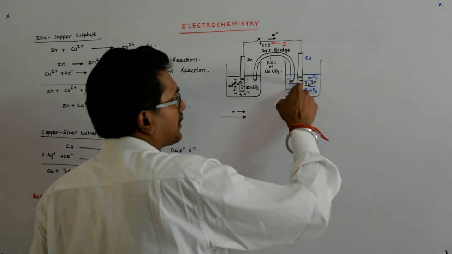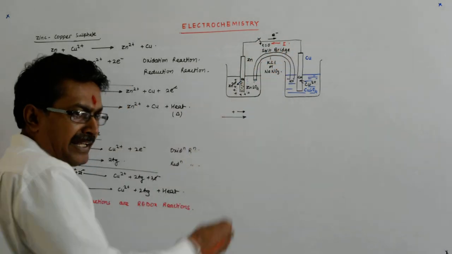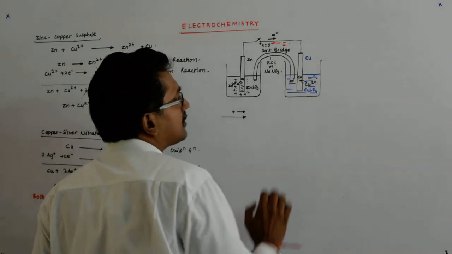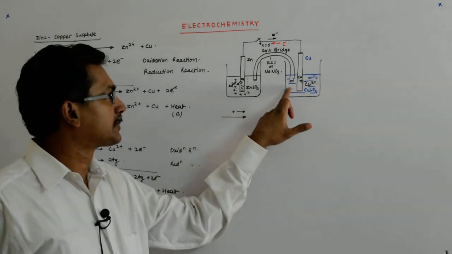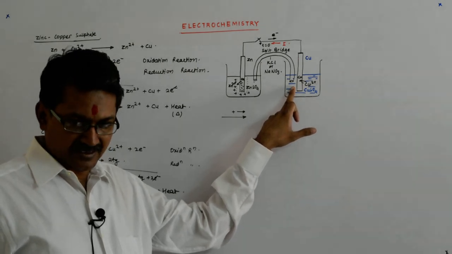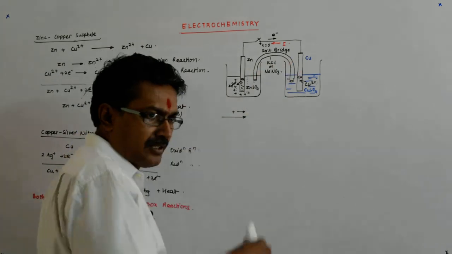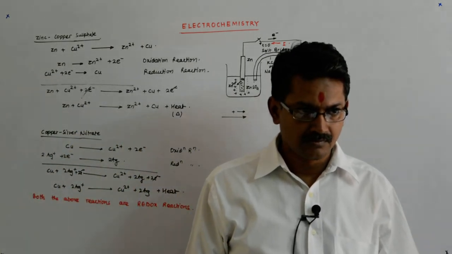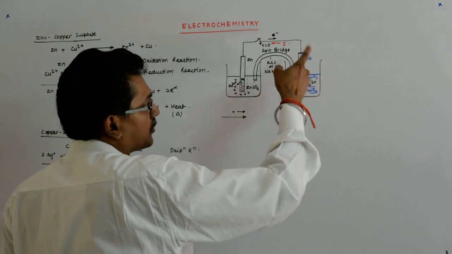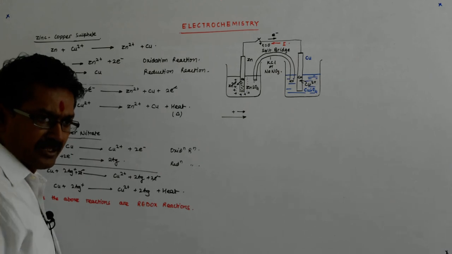Now a similar kind of thing starts happening here. As these Cu2 pluses start going in, what happens? There is a deficiency of plus signs here. So compared to what it was earlier, it starts becoming negative. Understand? And again, this positive-negative balance needs to be restored. That is what is done by the salt bridge.